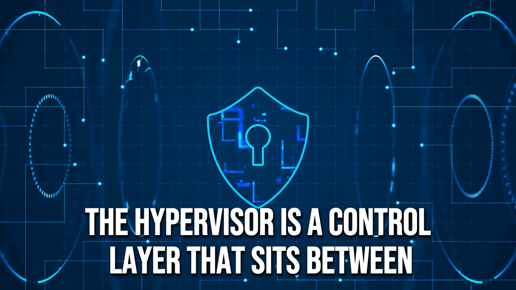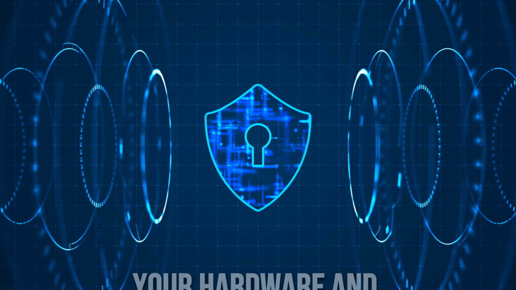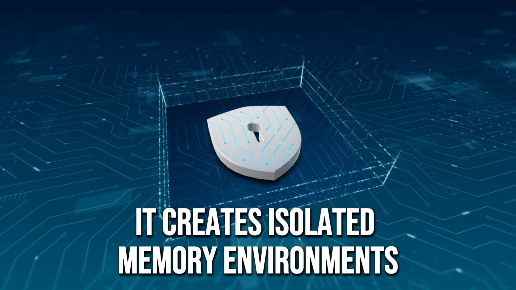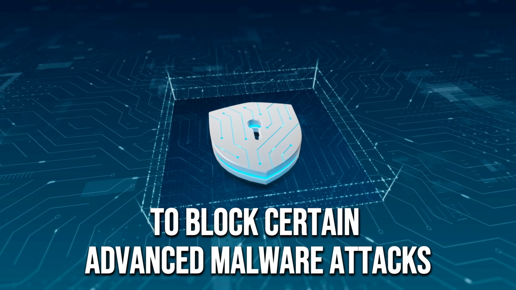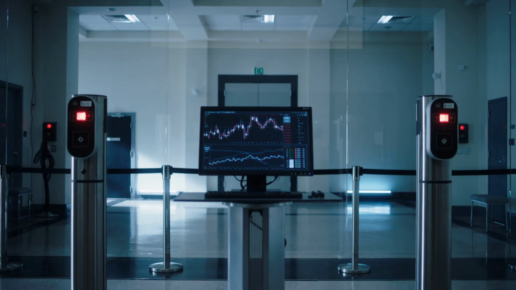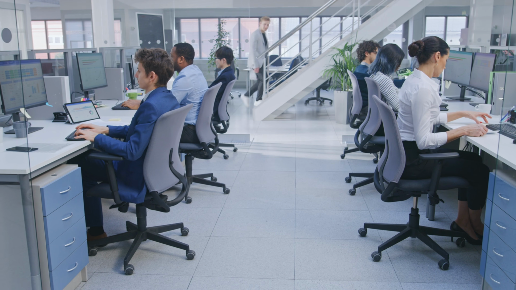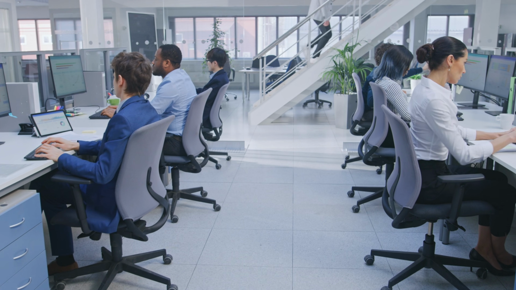The hypervisor is a control layer that sits between your hardware and the operating system. It creates isolated memory environments to block certain advanced malware attacks. Think of it like putting your CPU behind a security checkpoint where every process gets inspected before it runs. And that makes sense in corporate environments where security is prioritized over speed. But this kind of inspection always adds overhead.